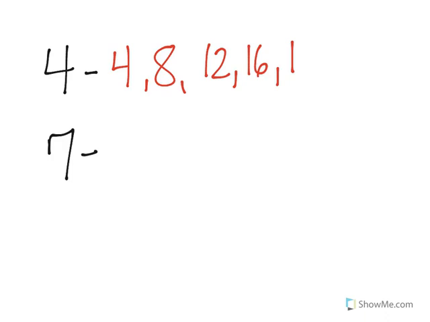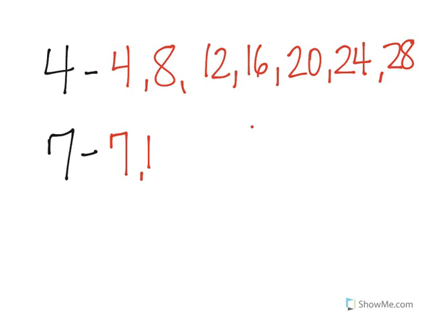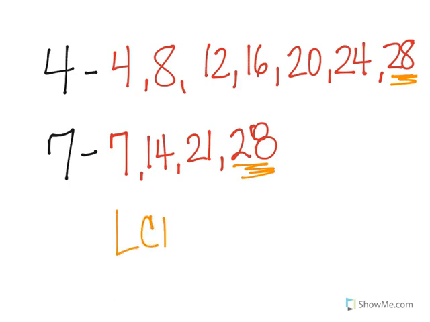Oops. Let me get my eraser. That's not my eraser. All right, let's try that again. So 4, 8, 12, 16, 20, 24, 28. And then we can count by 7. 7, 14, 21, 28. All right? And if you look, 28 and 28 is what they have in common. So their least common denominator is 28.